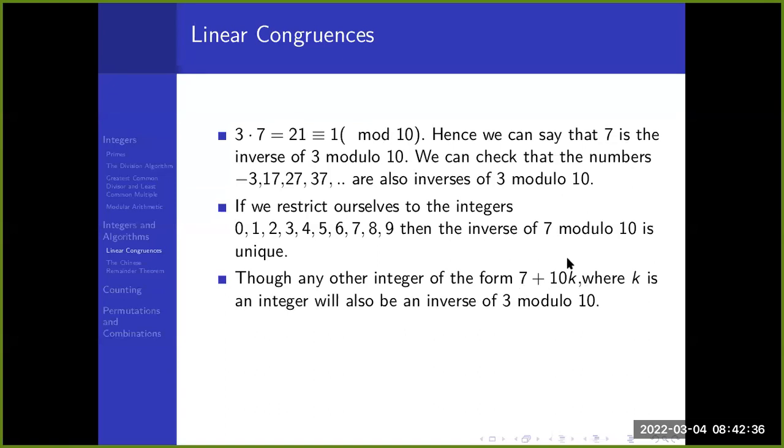So the integers that we are looking for are those that differ from 7 by a multiple of 10. So you can write them as 7 plus 10k, the inverses of 3 modulo 10. So any integer of this form will be an inverse of 3 modulo 10. So here is an example. I think we have looked at this.